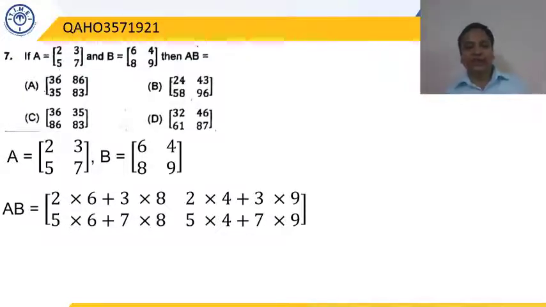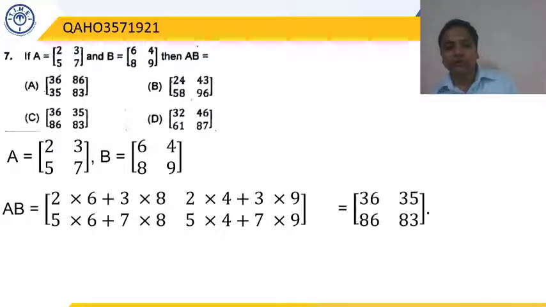Now 2 into 6 is 12, 8 into 3 is 24, 24 plus 12 is 36. That is the first element written. 2 into 4 is 8, 9 into 3 is 27, 27 plus 8 becomes 35. 5 into 6 is 30, 7 into 8 is 56, 56 plus 30 becomes 86. 5 into 4 becomes 20, plus 7 into 9, 63, 63 plus 20 becomes 83. So we get a resultant matrix. That's the basic multiplication we get.